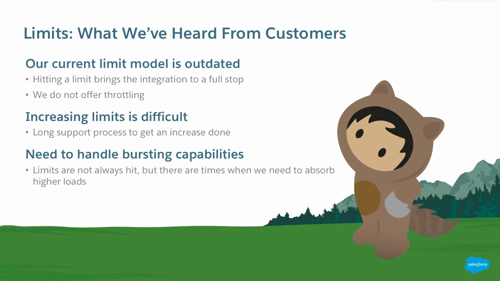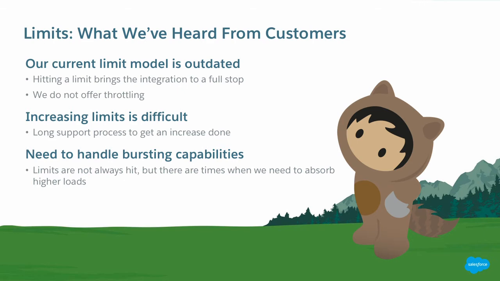Now, even if we get to that point where you've hit your limits, it's difficult for us to actually increase the limits for you. You've got to talk to a customer support representative. They've got to talk to a product manager. The product manager has to say yes, and then they have to go back, and then they change it up. And the whole process takes a long time. Again, this is an absolutely suboptimal experience for you as a customer.